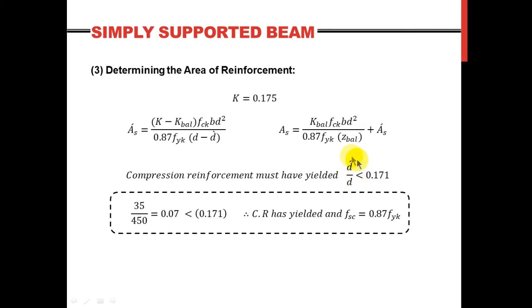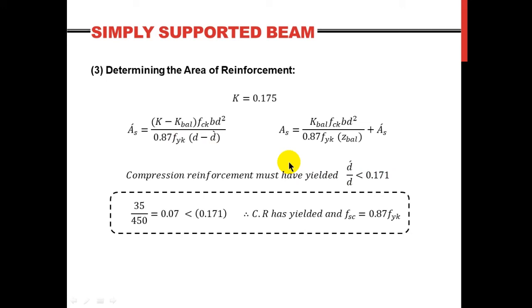And we do this by plug and check. This is something very simple. We have this d prime over d, and this ratio has to be less than 0.171. Again, this is given by the code. If my d prime over d is less than this figure, then that tells me that the compression reinforcement has already yielded, so its value is going to be 0.87 f_yk.